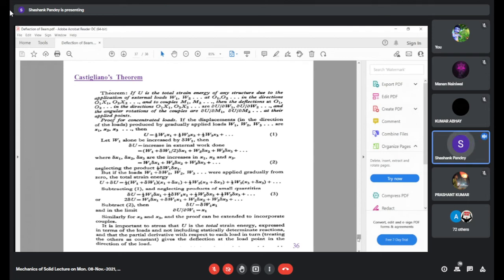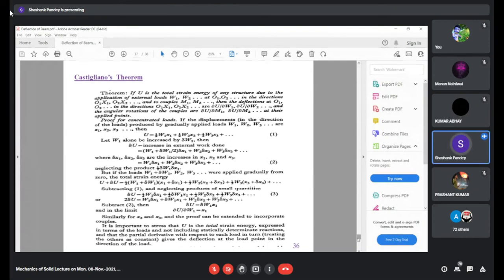But suppose we are increasing this load W1 by del W1, and the corresponding deflection is also increased because of the increase in this load, and this is because of a gradually applied load. So all the deflections will be increased because we have a single beam and we have increased one load from W1 by del W1. Because of this, we will have a corresponding increase in all the deflection values.